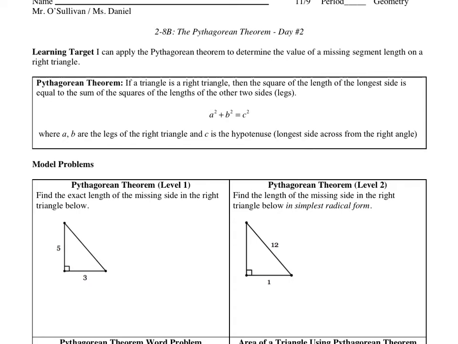So again, I have the theorem listed. Pythagorean Theorem: if a triangle is a right triangle, then the square of the length of the longest side is equal to the sum of the squares of the lengths of the other two sides, the legs. And our theorem rule is a squared plus b squared equals c squared, where a and b are the legs of the right triangle and c is the hypotenuse, which is the longest side across from your right angle.